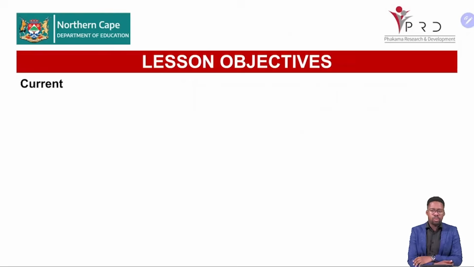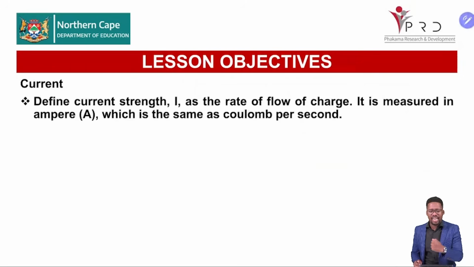Then we are going to deal with the current. Remember, I said this topic, we must comprise it to three concepts: the potential difference, the current, and the resistance. So what is it that we are going to learn today about the current? It is the definition of the current. What is the current? It is the rate of flow of charge.